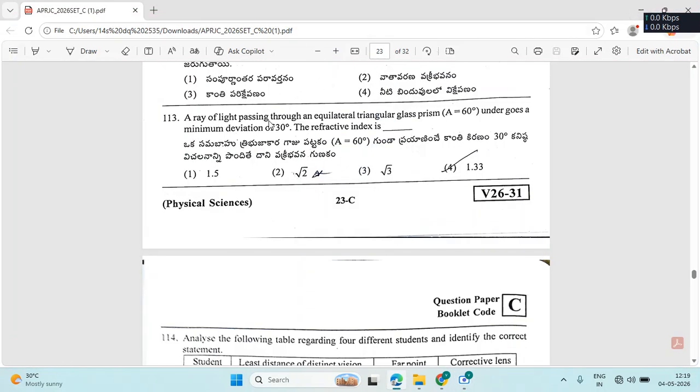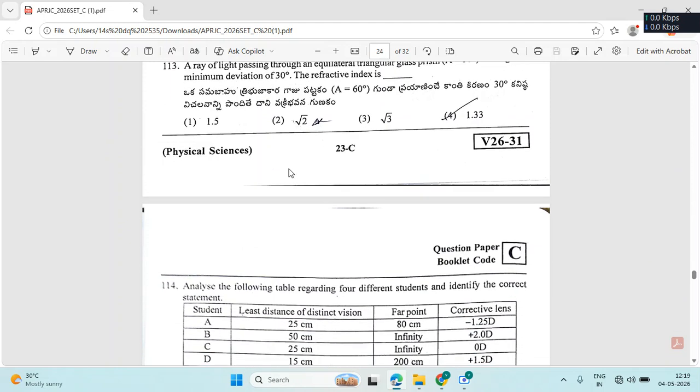A ray of light passing through an equilateral triangular glass prism, A equal to 60 degrees, undergoes a minimum deviation of 30 degrees. The refractive index is 1.5, root 2, root 3, 1.33. The correct option is second and the answer is root 2.